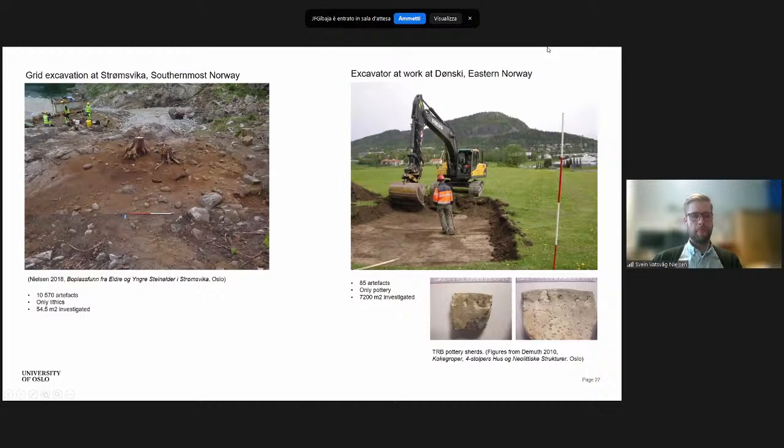Just to show some examples, the classic Stone Age site type in Norway is excavated with a grid network, manual excavation such as this to the left, Strømsvika. This is just one example. There were more than 10,000 artifacts, only lithic artifacts, and they were all found in an area of a little more than 54 square meters. And on the other hand, we have the sites on the right, such as Dunshi, right outside Oslo, where the excavation with the excavator found only 84 artifacts, only pottery, but a huge area was investigated, and we have here some of the earliest TRB pottery sherds from Norway. So the sites to the left are declining throughout the Neolithic, while there is an increase in sites located in this type of areas to the right.